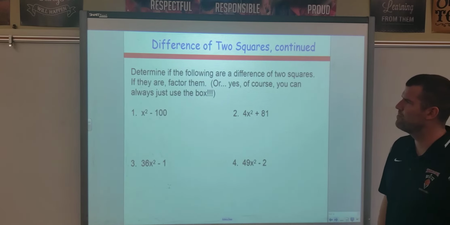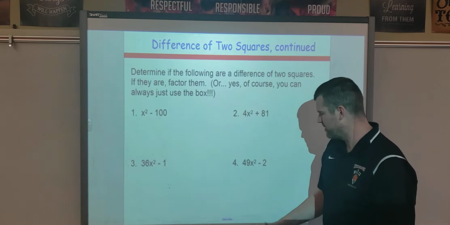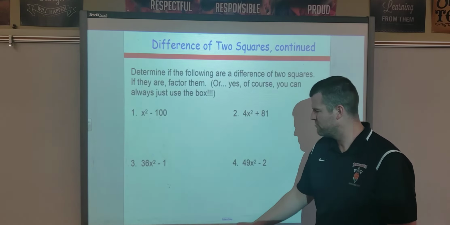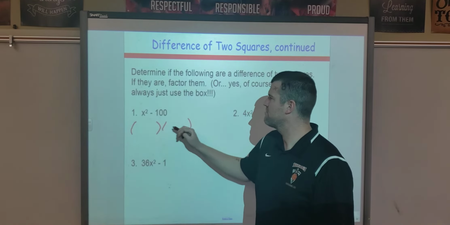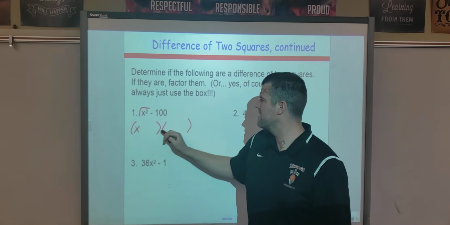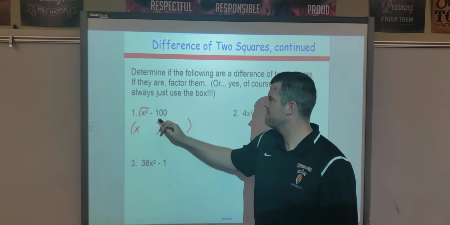So if we look at these examples, we can determine pretty quickly to see if they are a difference of two squares or not. This one I know x squared, the square root would be x. 100, the square root would be 10. And then it is a difference because of the subtraction. So square root of x squared, I get x and x. Square root of 100, I get 10 and 10. And then to multiply to negative 100, I need a positive 10 and a negative 10.